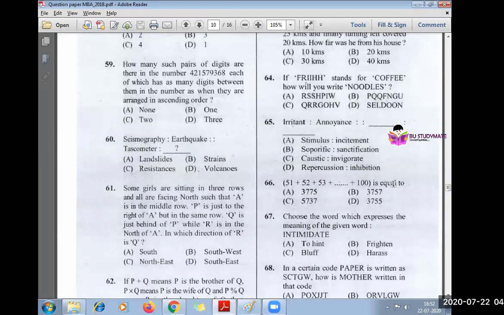Then for 65: irritant, annoyance. Stimulus, what? So can anybody try to answer this? Irritant, annoyance. Option A. Please try this. This is just a general, normal English question, right?